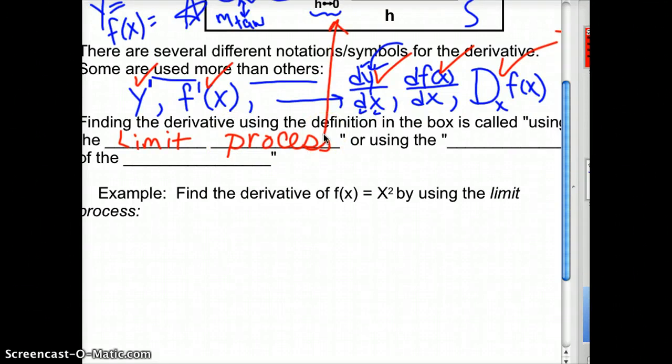Because we're going to have another way that you're going to like a lot better, but we need to understand this way first, before I give you all the little shortcuts and easier ways. So it's called the limit process, or using the definition of the derivative. All right, so when it says you have to use the limit process or the definition of the derivative, you must take this route.